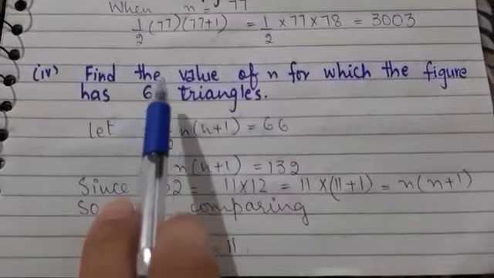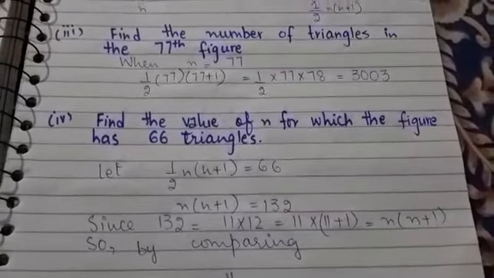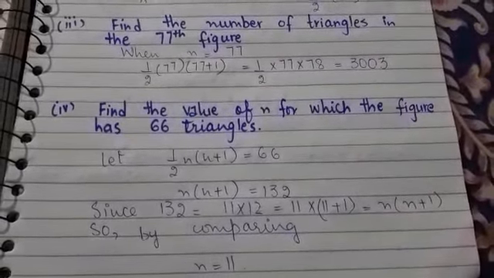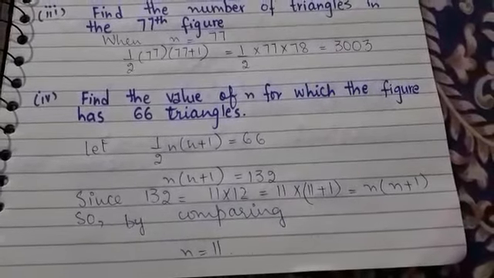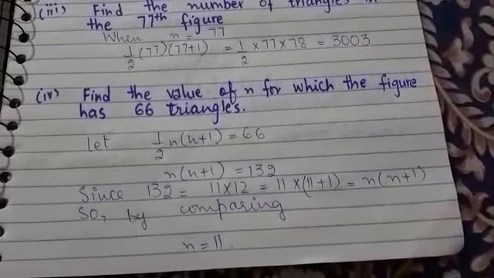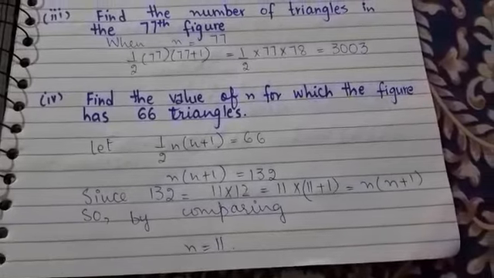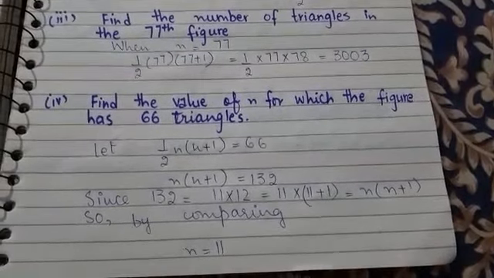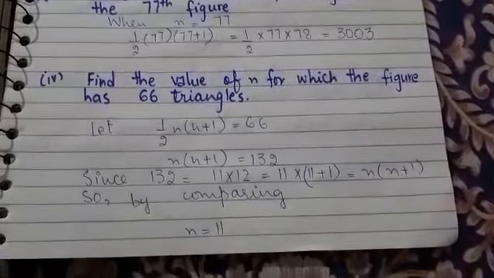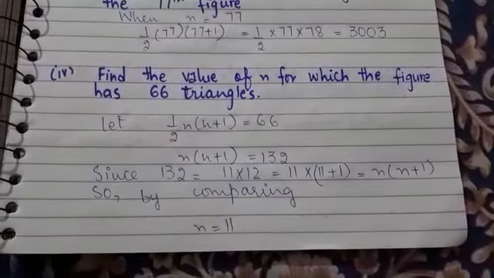In the fourth part, find the value of n for which the figure has 66 triangles. As we are given the triangles and we have to tell the figure number, we will use the general term formula here. We will write that 66 is equal to 1 by 2 n plus 1. As 2 is in the denominator on the left hand side, it will go to the right hand side and multiply with 66, and after simplification we will get that 132 is equal to n plus 1.